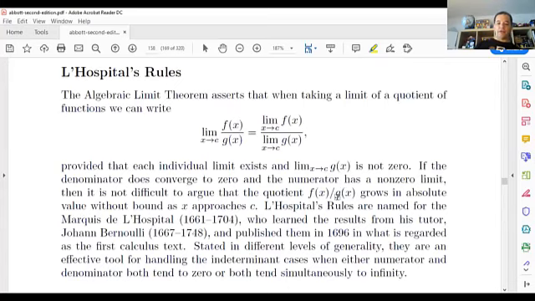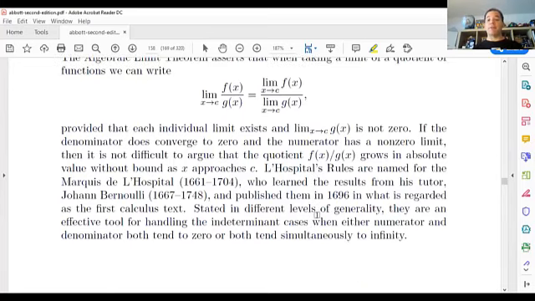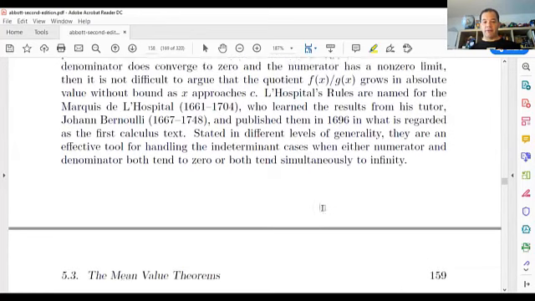Interesting historical note here, in case you didn't know it. L'Hopital was not the person that created L'Hopital's rule. It was known to the Bernoulli brothers before, probably to some other people even before them. But L'Hopital was the one that published a book, sort of like a calculus textbook, one of the first ones. And because it was the first time that this rule appeared in print, people started referring to it as L'Hopital's rule, and the name stuck, okay?